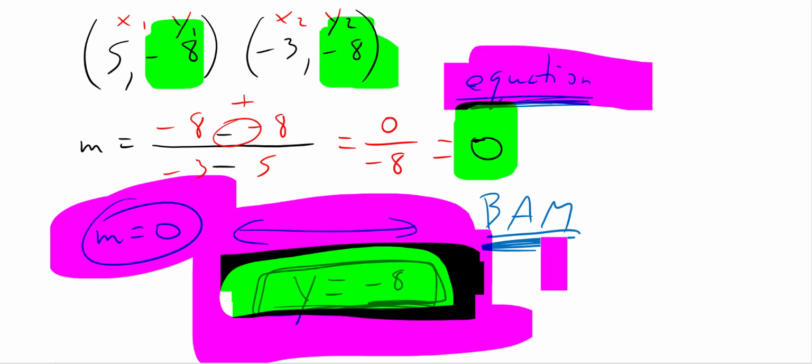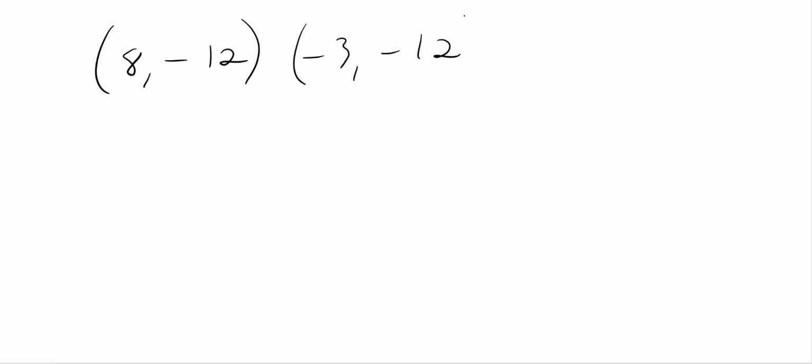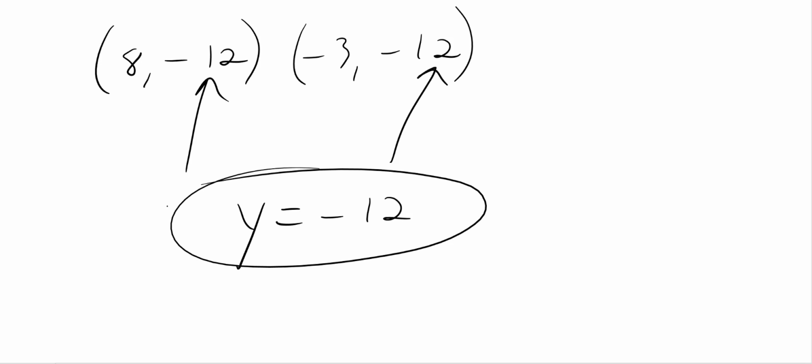Okay? All right, so real quickly, let's just do another problem. If I said 8 comma negative 12 and negative 3 comma negative 12, you guys should say, oh, look at that. Y is the same. What is the answer to this problem? Y equals negative 12. That's fast. Bam. Done.